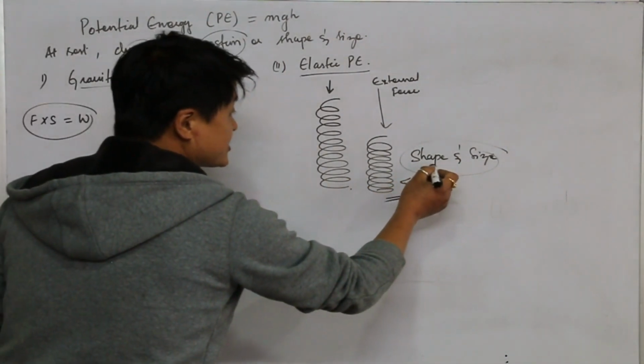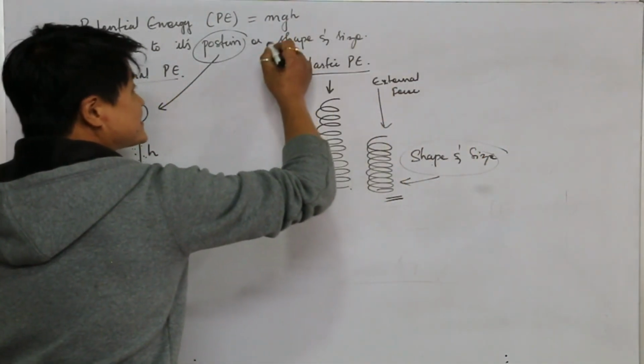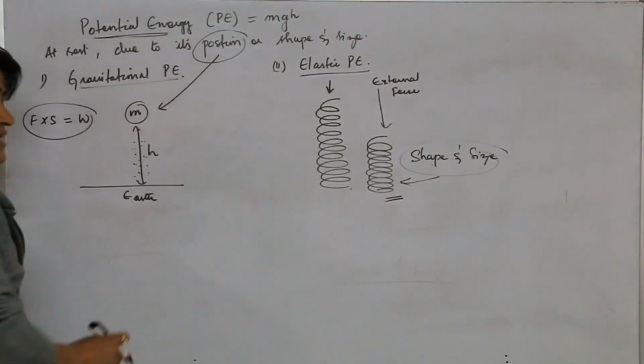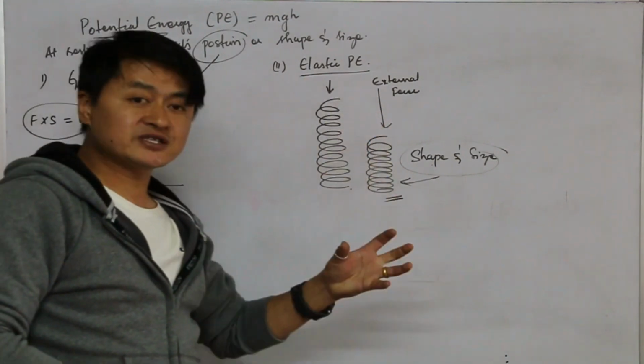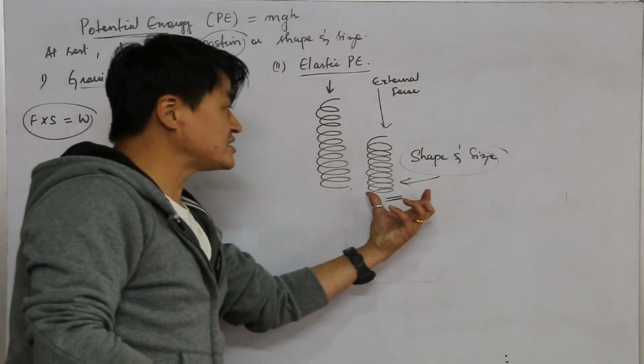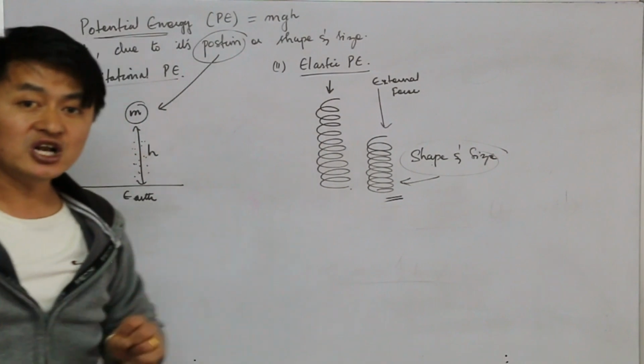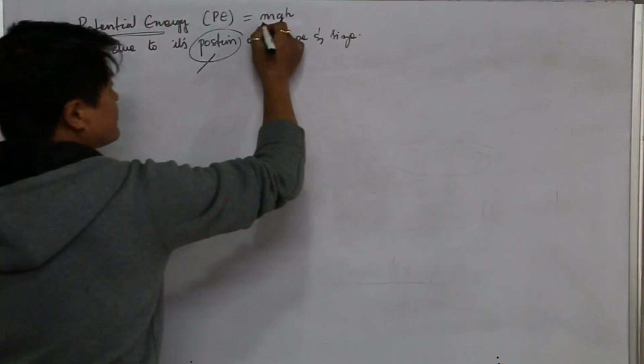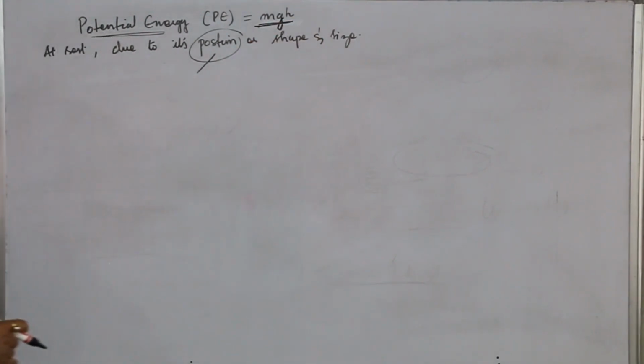So when the shape and the size of the body changes, then the energy possessed by a body is the potential energy, and that potential energy which made the body change its shape and size is called elastic potential energy. Let's derive the formula for potential energy.